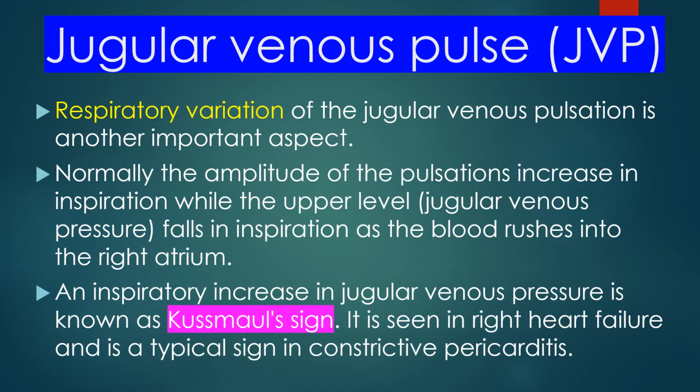Respiratory variation of the jugular venous pulsations is another important aspect. Normally, the amplitude of pulsations increase in inspiration while the upper level, that is the jugular venous pressure, falls in inspiration as the blood rushes into the right atrium. An inspiratory increase in jugular venous pressure is known as Kussmaul's sign. It is seen in right heart failure and is a typical sign in constrictive pericarditis.